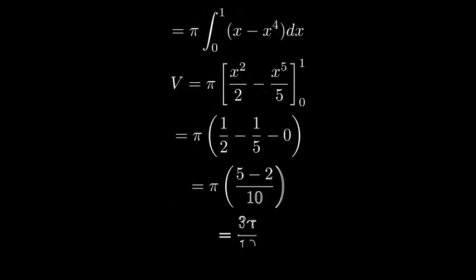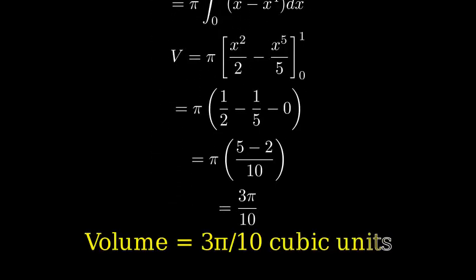Integrating x minus x to the fourth, we get x squared over 2 minus x to the fifth over 5, evaluated from 0 to 1. When we plug in 1, we get 1/2 minus 1/5, and when we plug in 0, we get 0. Multiplying by pi, our final volume is 3/10 pi cubic units.